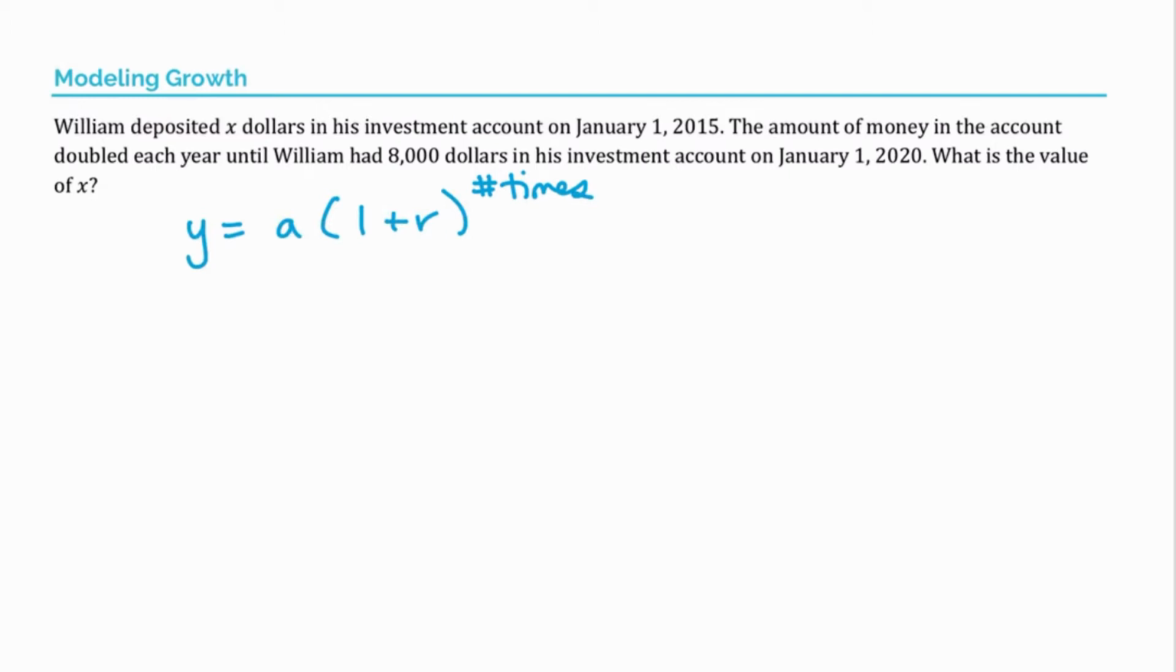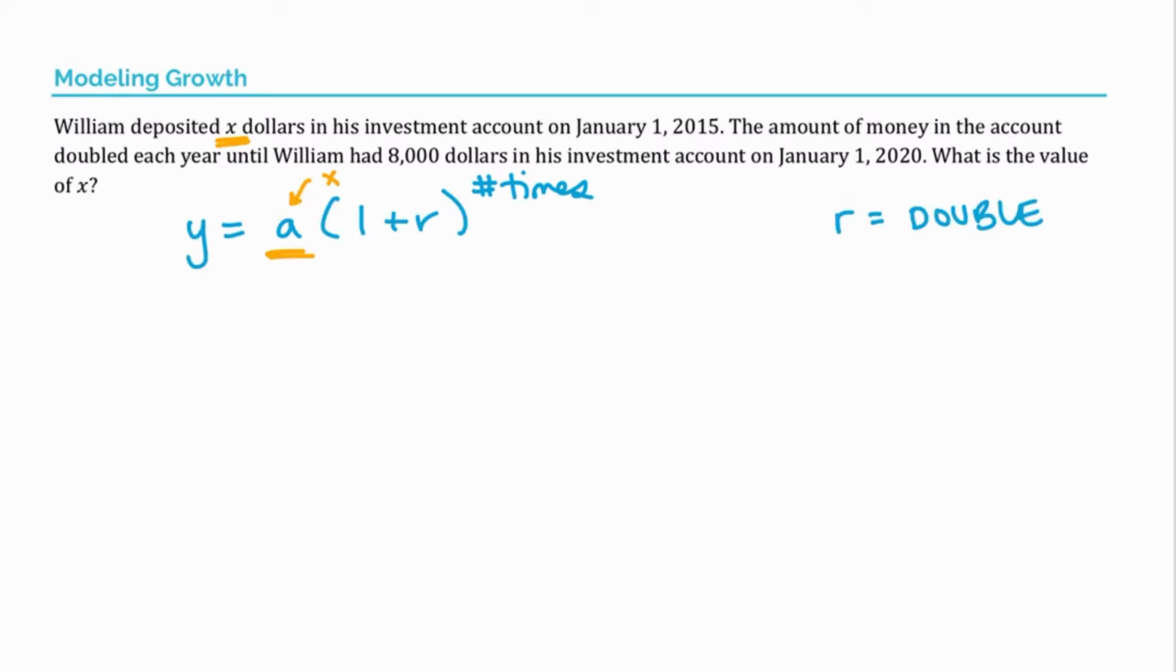Okay, so he deposited x dollars into his bank account. So that initial amount that he deposited is going to be an x. So I'm going to put an x here. The amount of money in the account doubled each year. Okay, so this is where it gets a little bit tricky because how do we figure out what r is if something is doubling? So I'm going to go like this. I'm going to put r equals double.